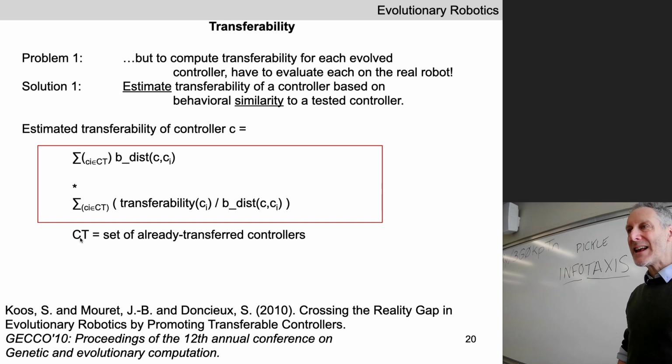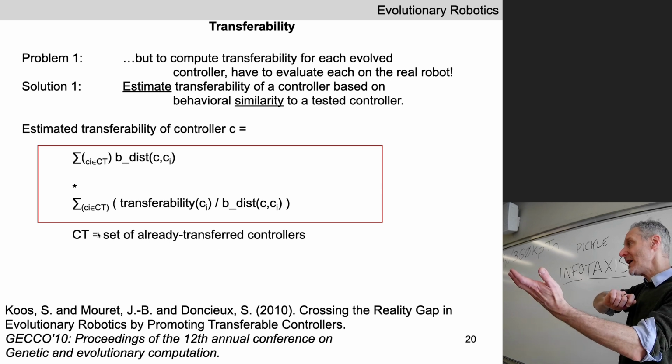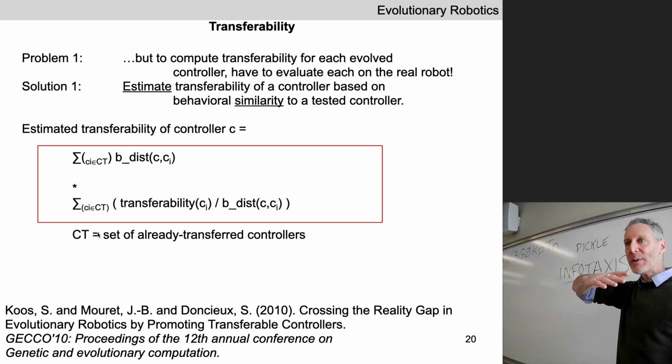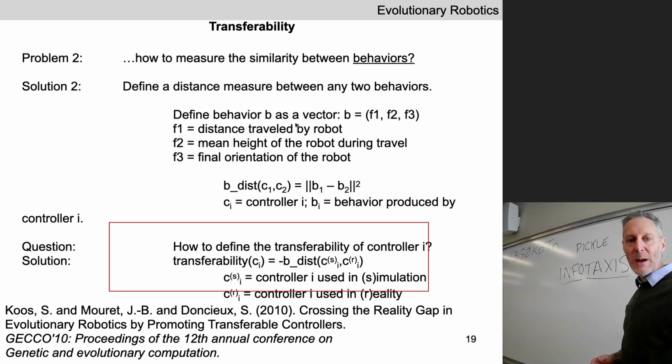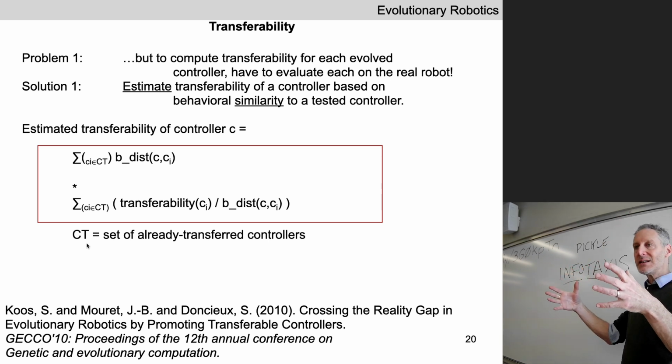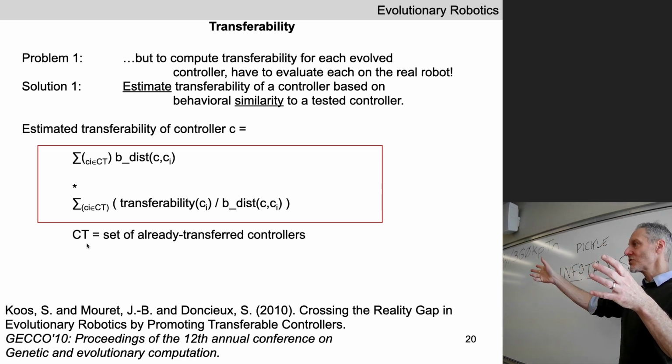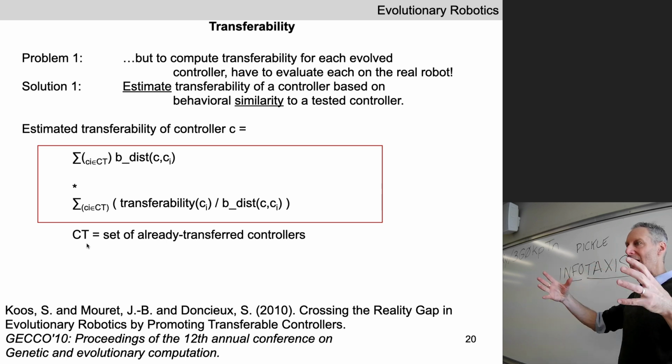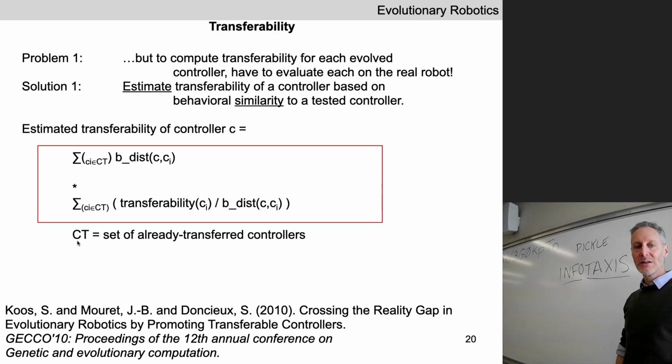We're going to define a set of controllers, uppercase CT here. The set CT contains the set of already transferred controllers. When we start the transferability experiment, this set is null. We haven't sent any across the gap yet. When we pick one and send it across the gap and get back the behavioral features of that controller in reality, we add that controller to CT, and the set CT now has just one controller in it. Every time we send a controller across the gap and get some information back, the set CT starts to grow.